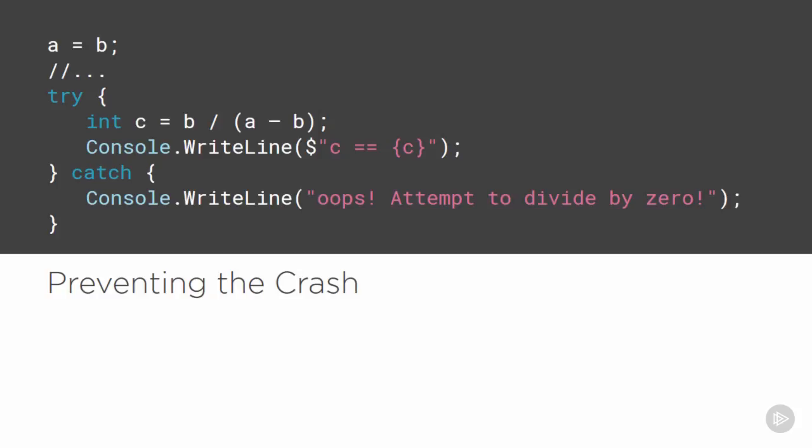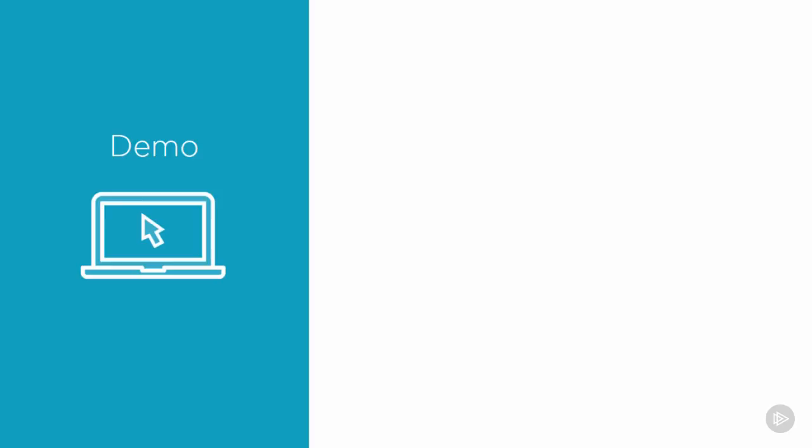If you need code to run, whether or not your code throws an exception, then you will add a finally statement after the catch block, and that finally statement will run either way, exception or not. Let's look at a demo of working with exceptions.